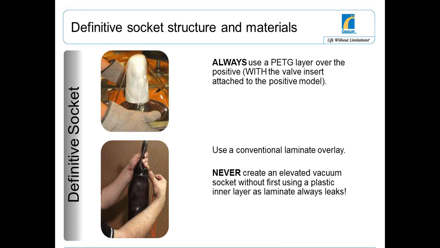But more importantly with this is that laminate leaks. When you're pulling vacuum, it is going to leak through the lamination. So you have to have a better seal than lamination, full stop. So you've got to make sure you pull this PETG layer over the positive with the valve insert attached to the positive model. Then you go ahead and rough that up and you laminate over top of that for your structure.